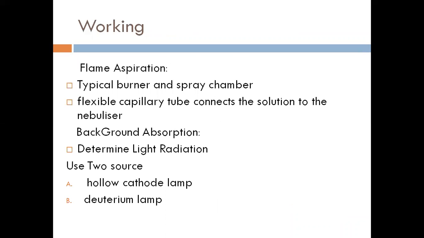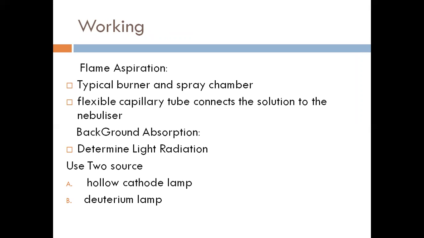So next one is working of flame aspiration. Typically a burner and spray chamber, and a flexible capillary tube connects the solution to the nebulizer.